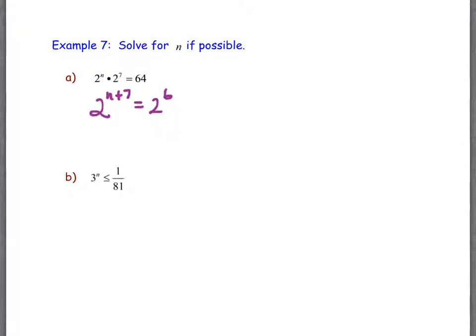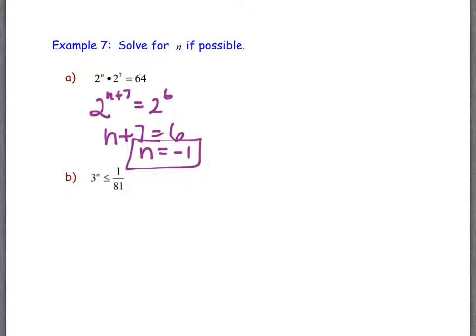We want the two sides to look alike. We want them to have the same base. If they have the same base, then we can sort of ignore the base. We can reduce this to comparing the exponent. So you want to tell me what to do next? N plus 7 equals 6, and then solve for n. So what will n be? Negative 1. If I subtract the 7 from both sides, I have 6 minus 7 is negative 1.